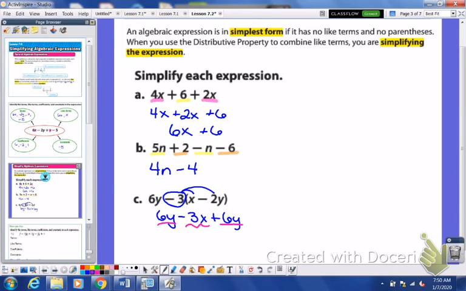So simplest form, 6 plus 6 gives us 12y minus 3x. Again, you cannot combine the 12y and the negative 3x because they do not have the same variables, so they are not like terms.